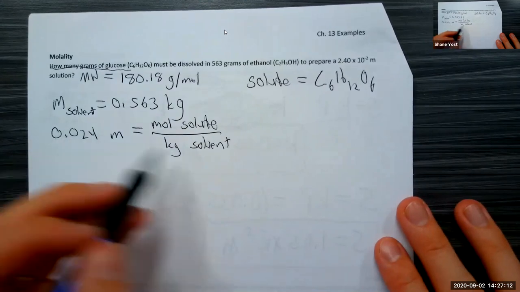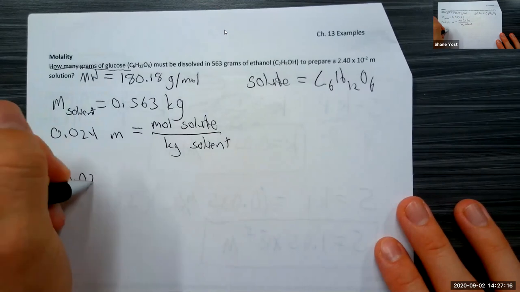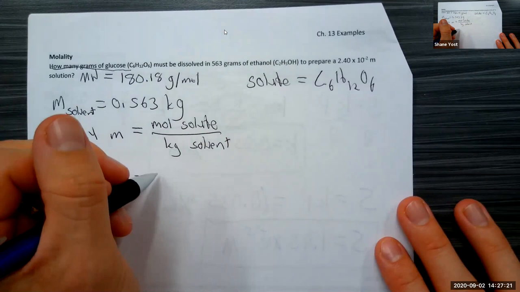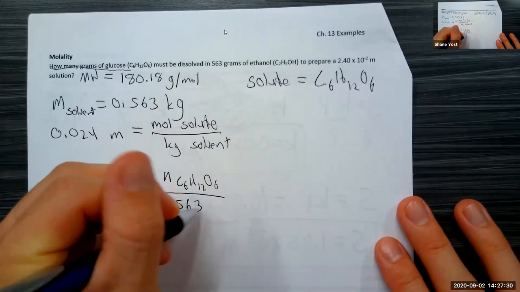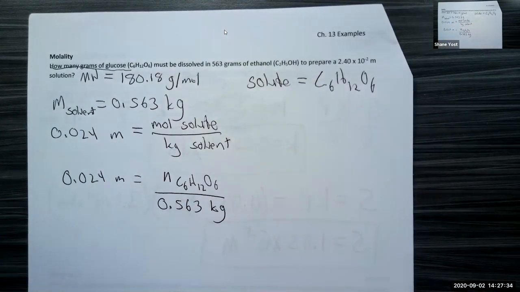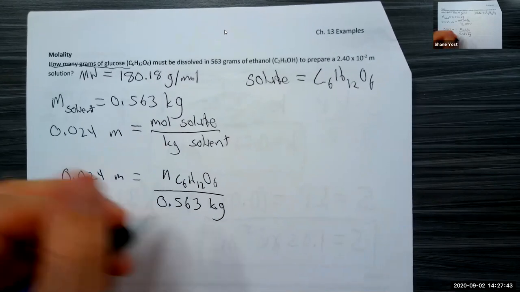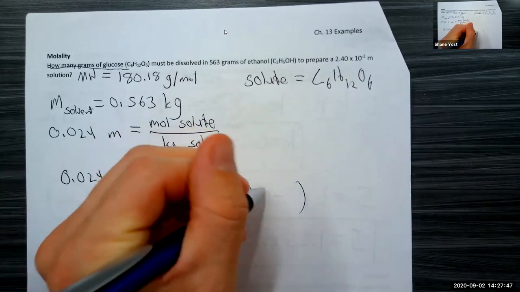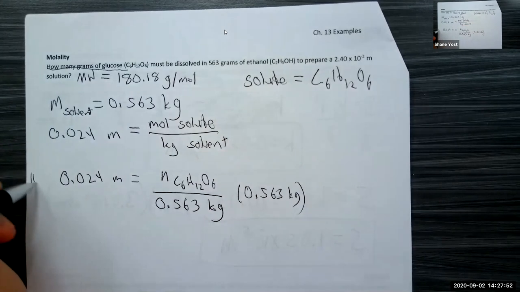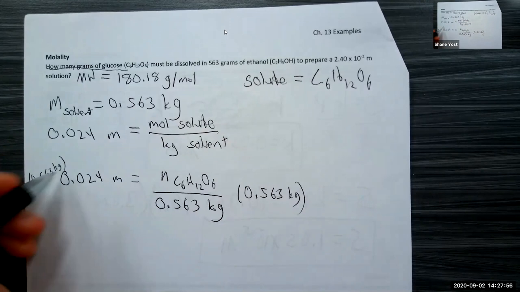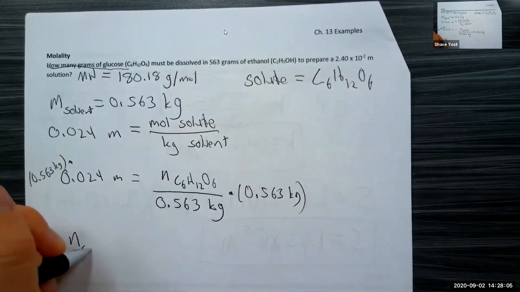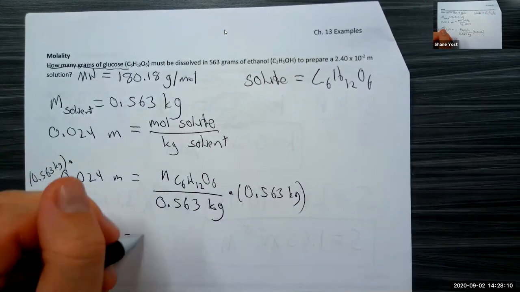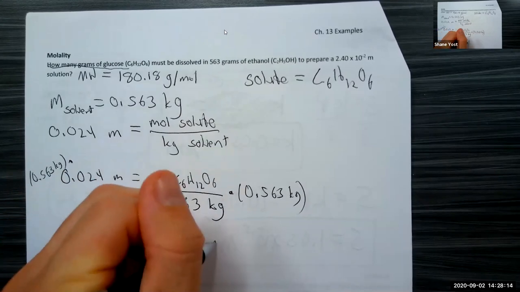If we plug in for the kilograms of our solvent, I get 0.024 molal is equal to the number of moles of C6H12O6 divided by 0.563 kilograms. Again, I have to make sure I convert my masses to kilograms and my volumes to liters if they aren't in those already. I multiply both sides by 0.563 kilograms to get the number of moles of C6H12O6, which is equal to 0.0135 mole.